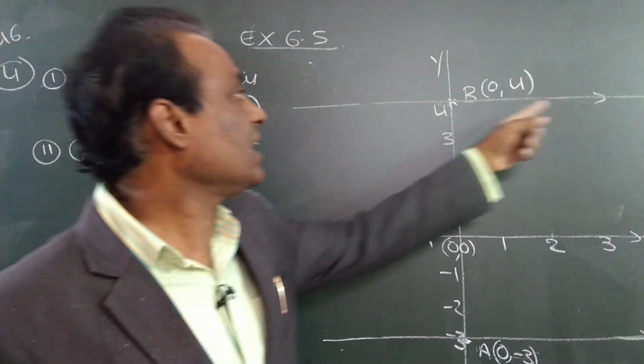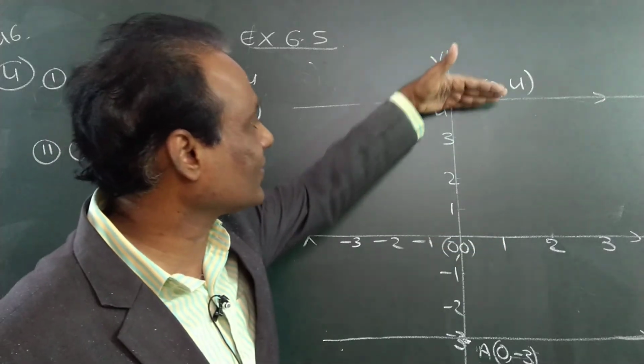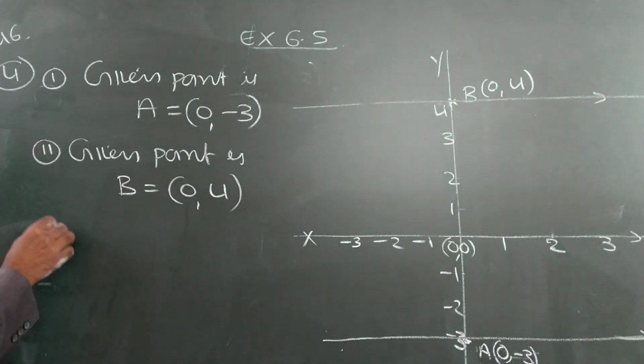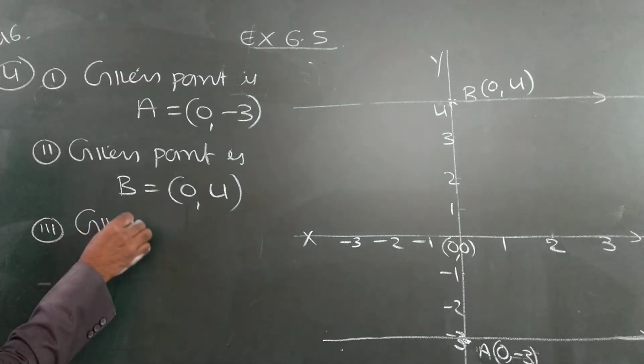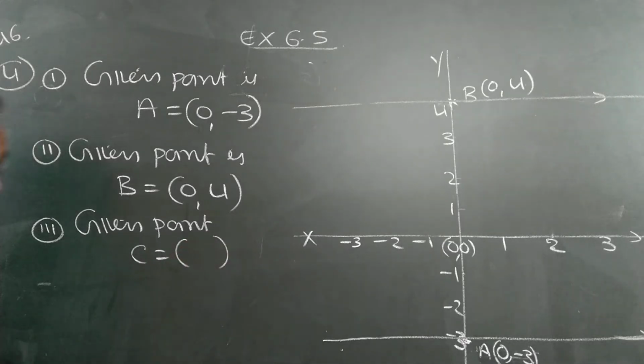You will get a line parallel to the x-axis. This is also a line parallel to the x-axis, and this is also parallel to the x-axis. All the points at 4 are the same.